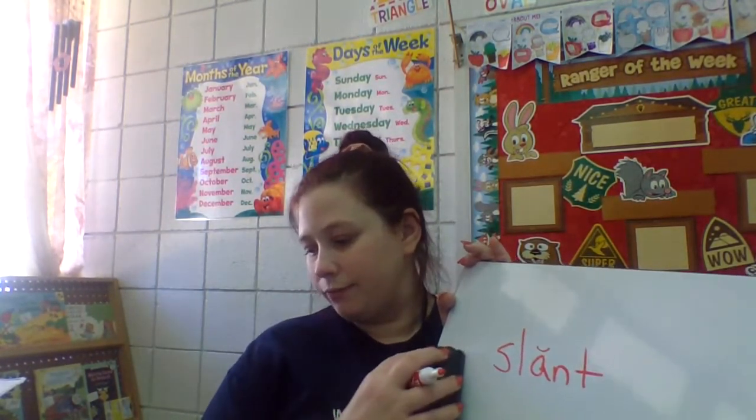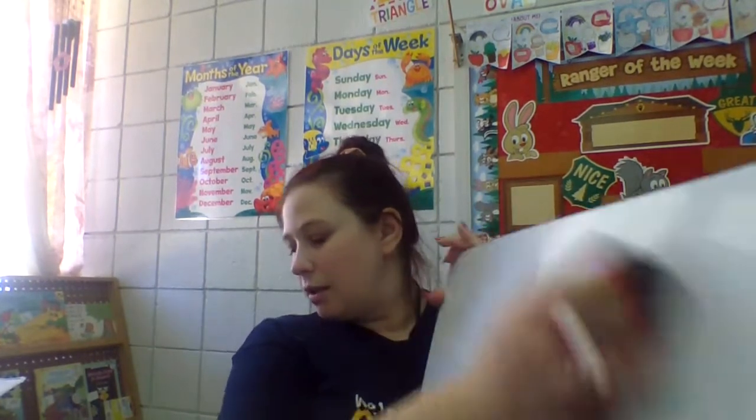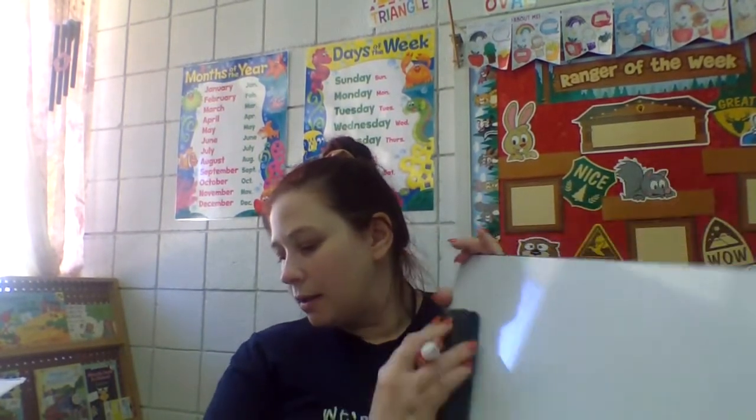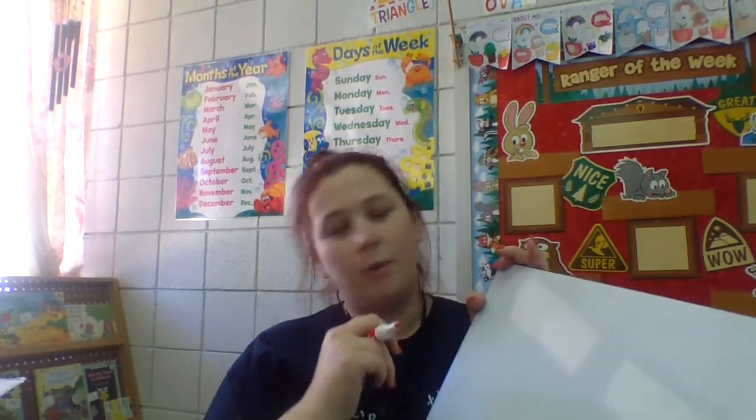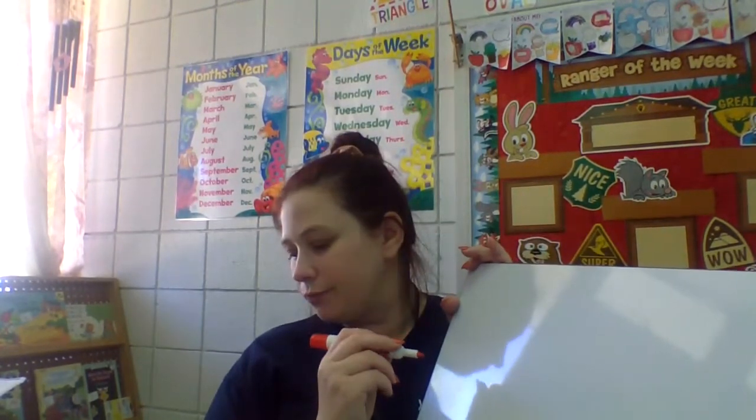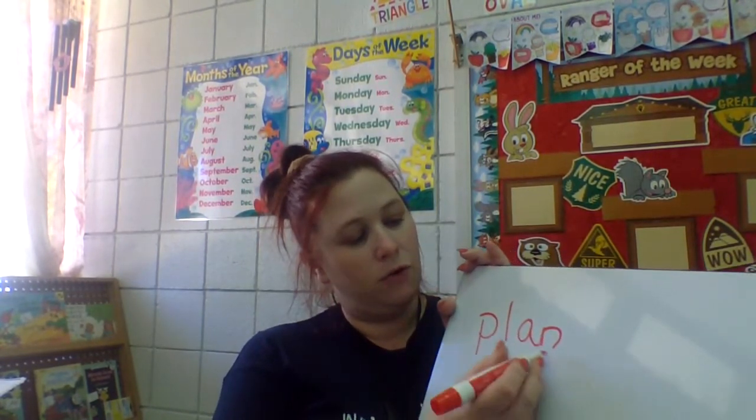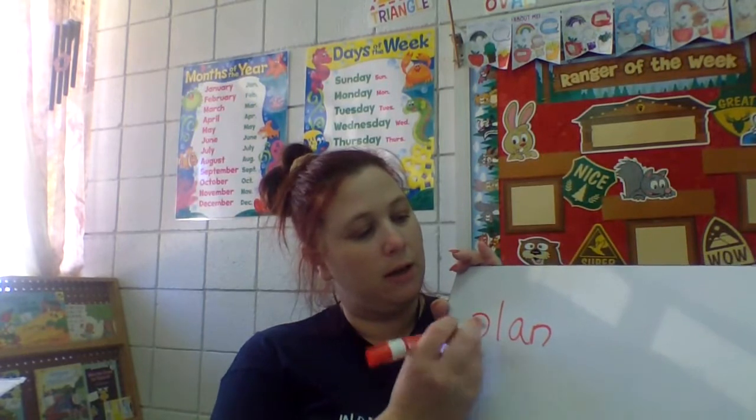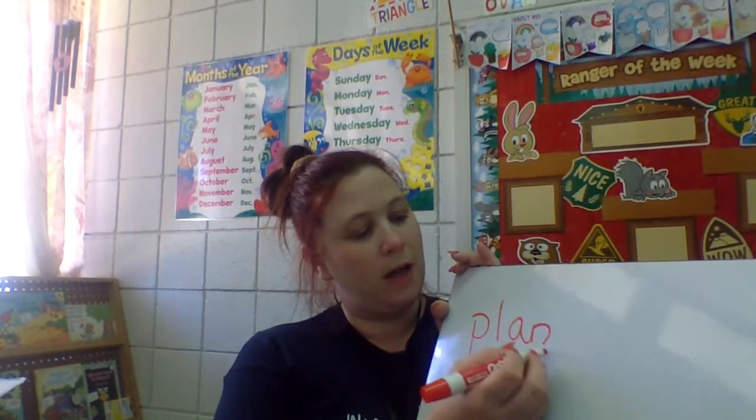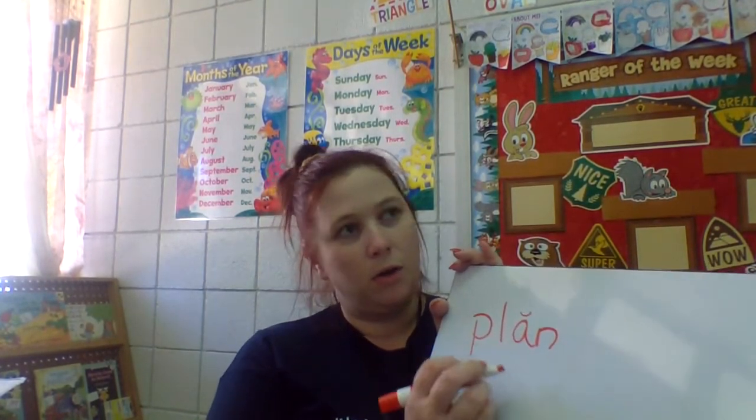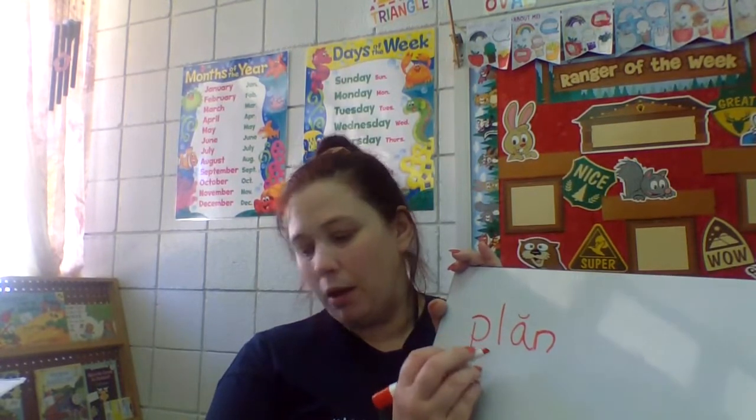All right. Let's practice coding some words like we have on our worksheet. We have plan. Again, there's nothing special there, nothing to add at the end, so we're just going to look at our vowel consonant. We're going to code the A with a breve, and we have plan.